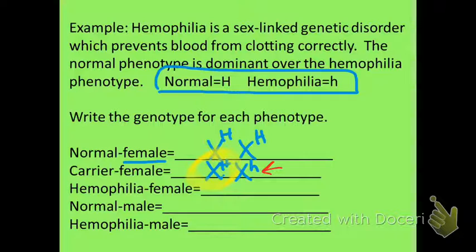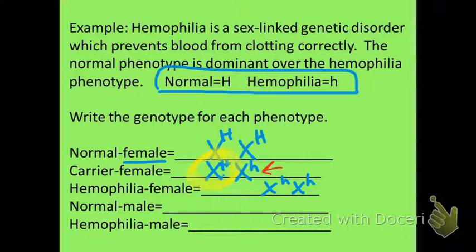Okay, now a female who has hemophilia, she's going to be X little h, X little h. Since hemophilia is recessive, we have to have it on both X's in order for the female to actually have the disease. Okay? Alright, so those are our three options for females.